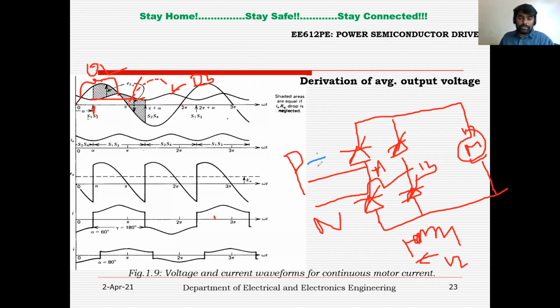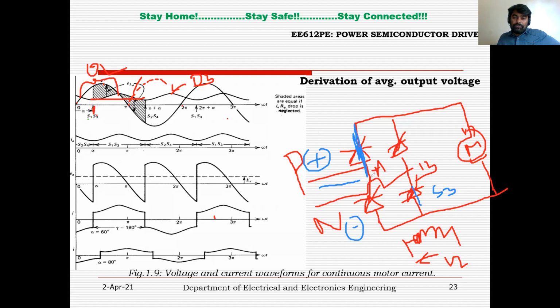So during the positive half cycle, P will be positive and N will be negative. If that is the case, switch S1 is in forward bias condition. S3 is also in forward bias condition. So we need to trigger these two devices at the same time, so that I can get the closed path for the current to flow from source to load and back to the source.